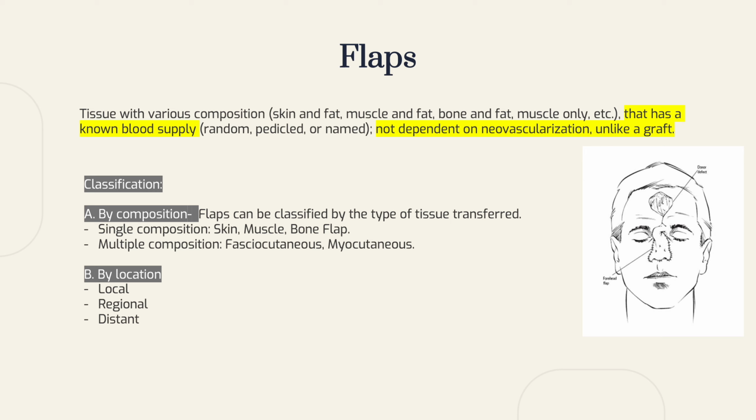And the regional flap, as you can see in this picture, you're obtaining your flap in a place that is in the same vicinity, but it's not adjacent to the primary defect. So it's in the same area, but it's not sharing the same border. And this can be moved either by transposition or interpolation. For the distant flap, and hence the name, you're obtaining your flap from a site that is distant from the primary defect. So what's going to happen is that you're going to obtain your flap, and then you're going to have to do a re-anastomosis for the blood vessels at the recipient site.